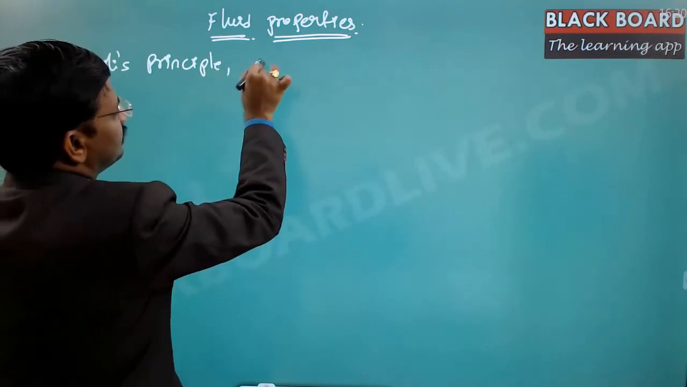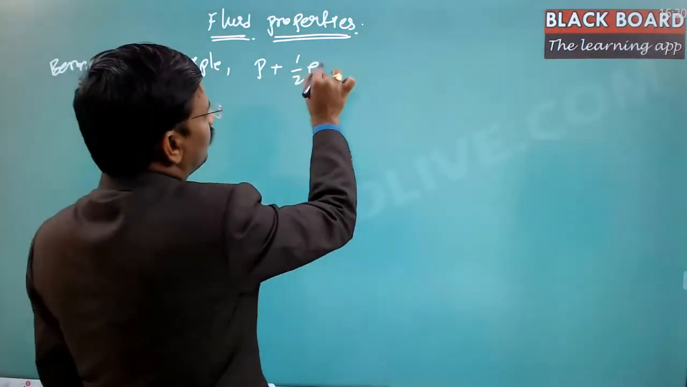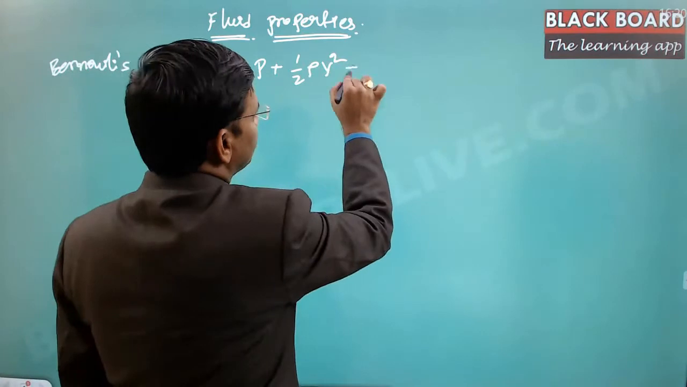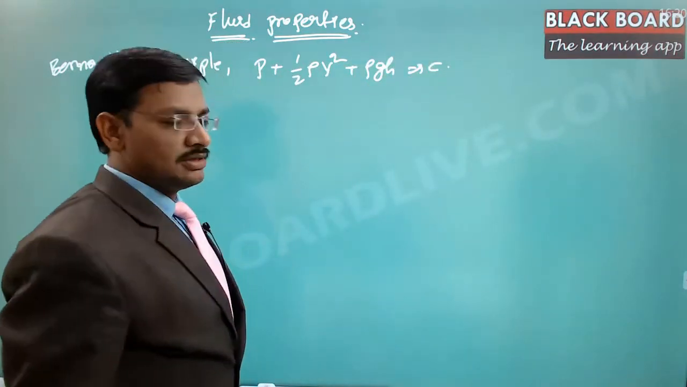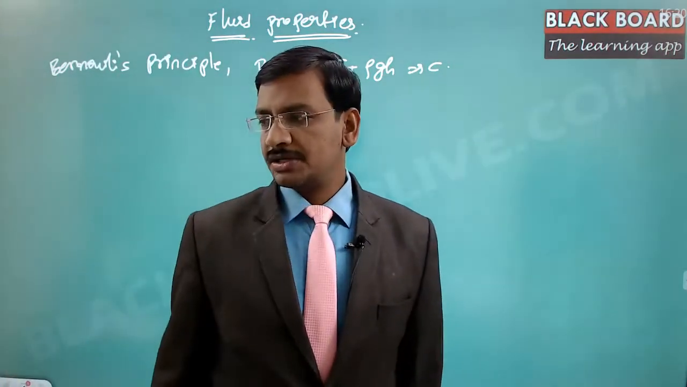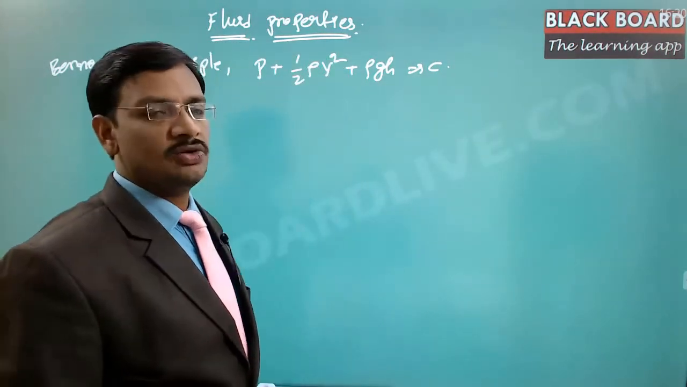the pressure energy P plus half rho V square, which is the kinetic energy, plus rho G H, which is the potential energy, is always maintained constant. Now, there are quite a number of applications that we can think of in the case of Bernoulli's principle.